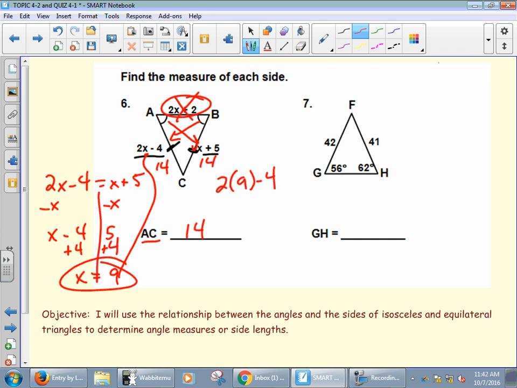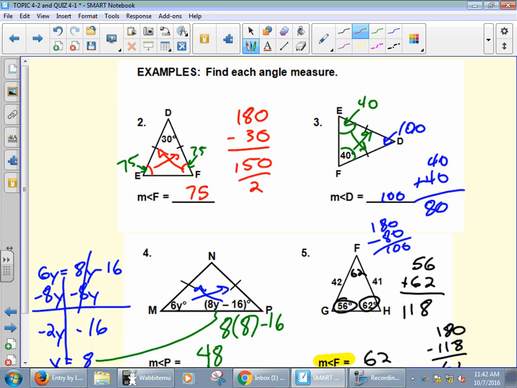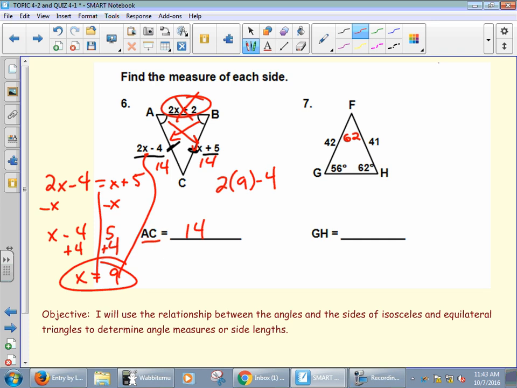The sides do not have to add up to anything. All right, so this is really what it all comes down to. If I look at this last one, we said angle F was how much? 62. If you didn't know that, it's from number 5. It's the same problem.